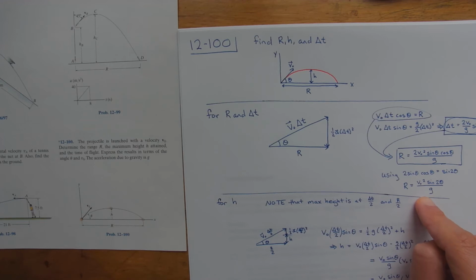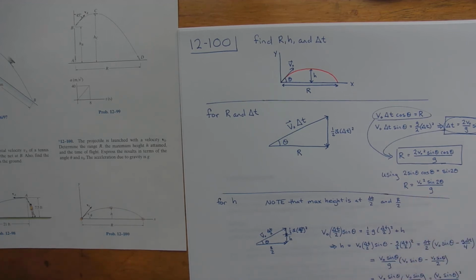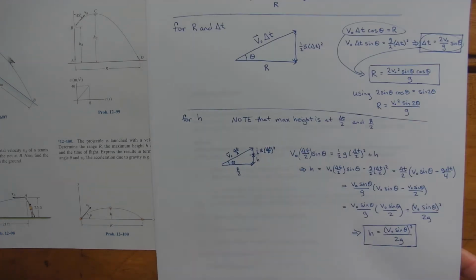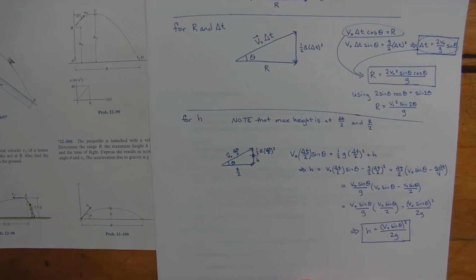This equation you might have seen in high school physics. This is called the range equation. It's not so very useful to us in this class because you can only use it when the object is being launched from the same height at which it lands. But there it is. Now we're going to look for h, which is the maximum height of the object.